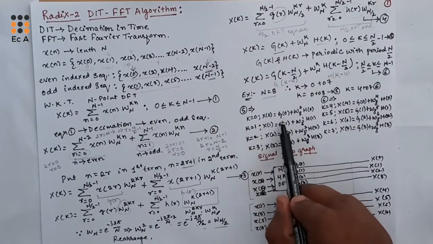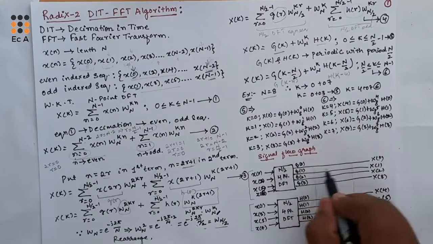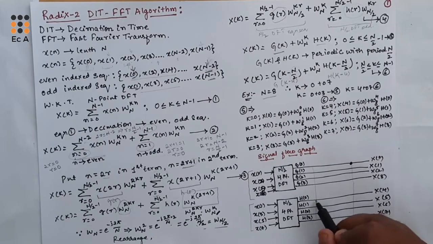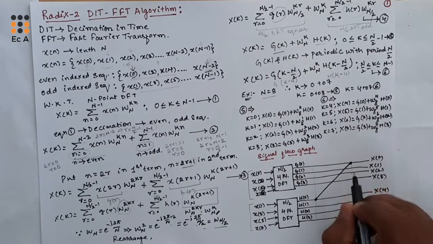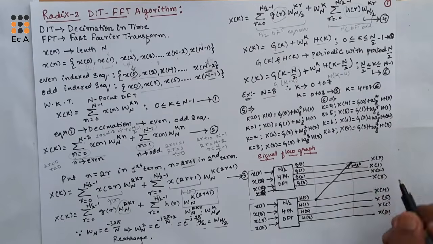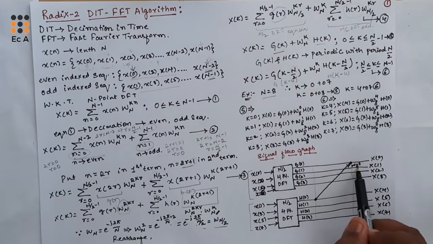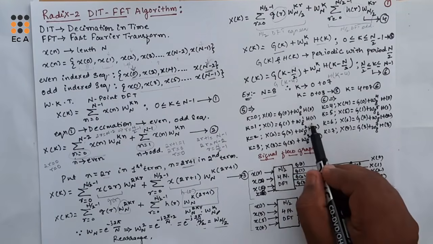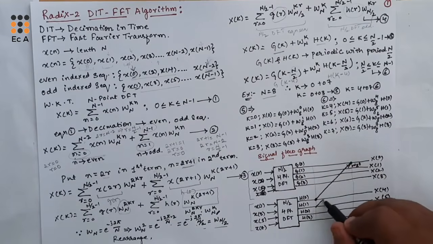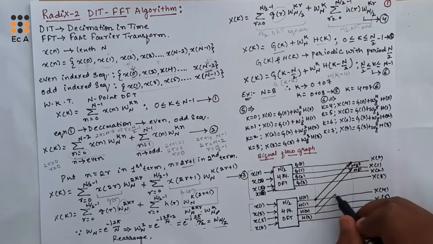To get the output x of 0, we should have g of 0 plus w8 to the power of 0 into h of 0. So we are having g of 0 here, let us take this, and we are having h of 0. Let us join these two and write here w8 to the power of 0. So it will be g of 0 plus h of 0 into w8 to the power of 0, and that will give x of 0. Similarly, we can write it for x of 1 as g of 1 plus w8 to the power of 1 into h of 1. So we can join these two, and here we can write w8 to the power of 1.